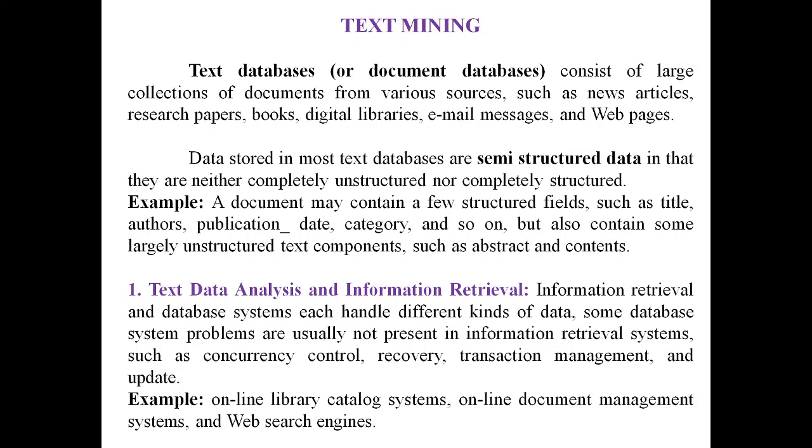So a document may contain a few structured fields and some of the fields as unstructured. For example, if I take a document, you get structured fields like title, author, publication, category and so on, and some are unstructured components. So we need to analyze the data and retrieve the data from the document. To retrieve the data from the document, we are going to use certain methods.